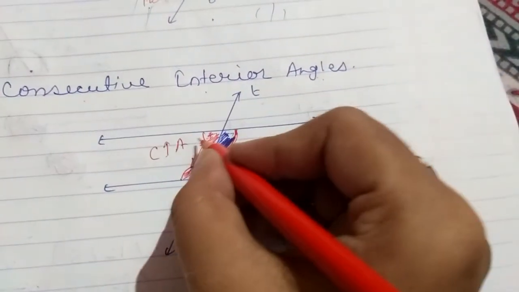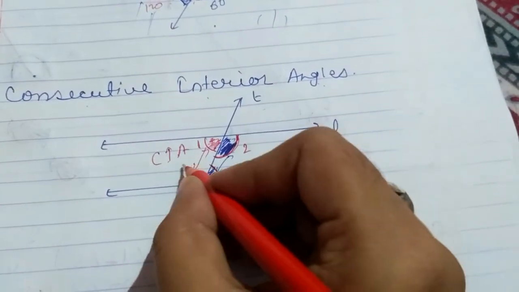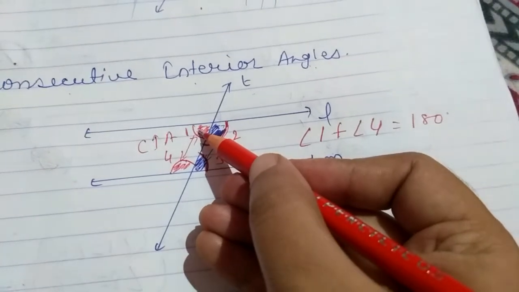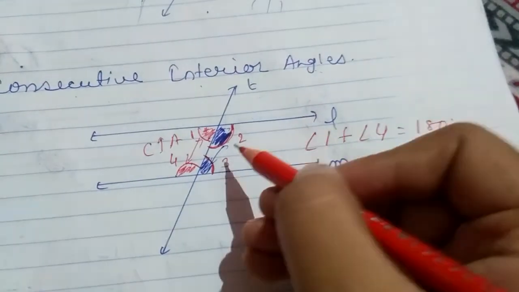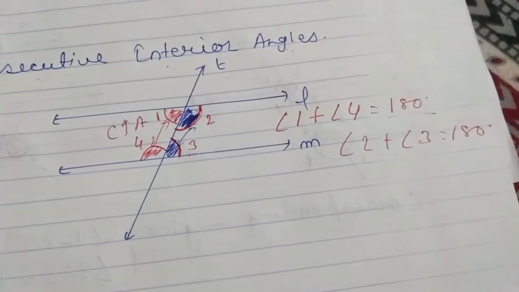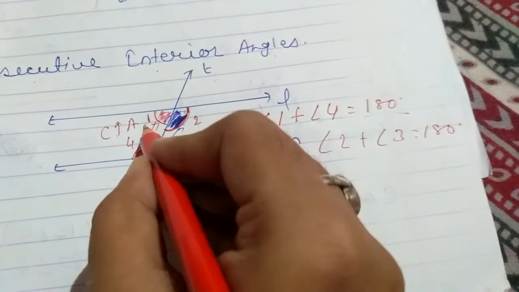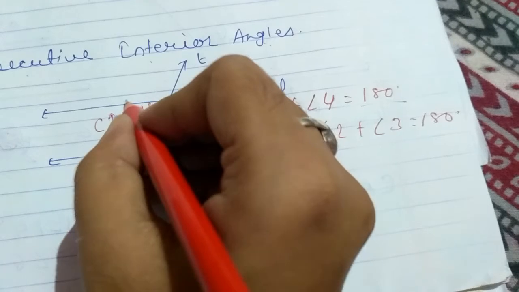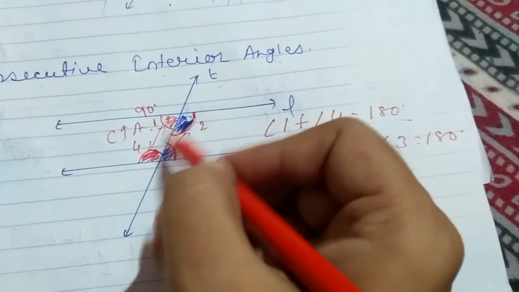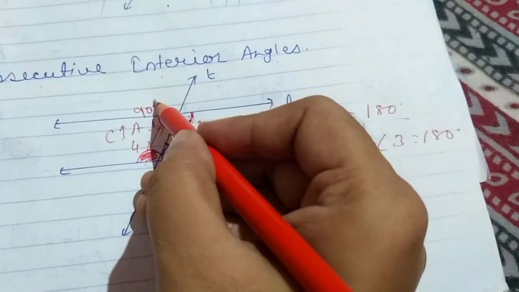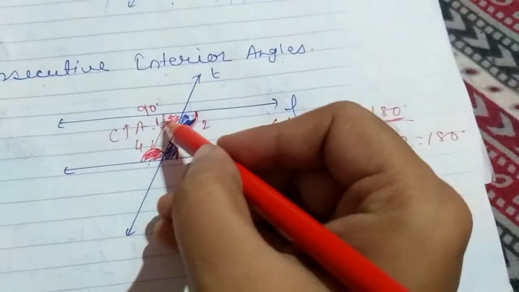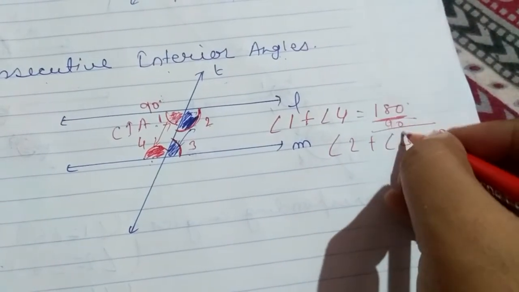The property is, when you name the angles 1, 2, 3, 4, angle 1 plus angle 4 is equal to 180 degrees, and the same for angle 2 plus angle 3, equal to 180 degrees. So suppose angle 1 is given as 90 degrees, then you can find angle 4. If the sum of both is 180 and you know one angle, then the second angle is total minus the first angle. So the total is 180 and one angle is 90; when you subtract, you find the second angle.